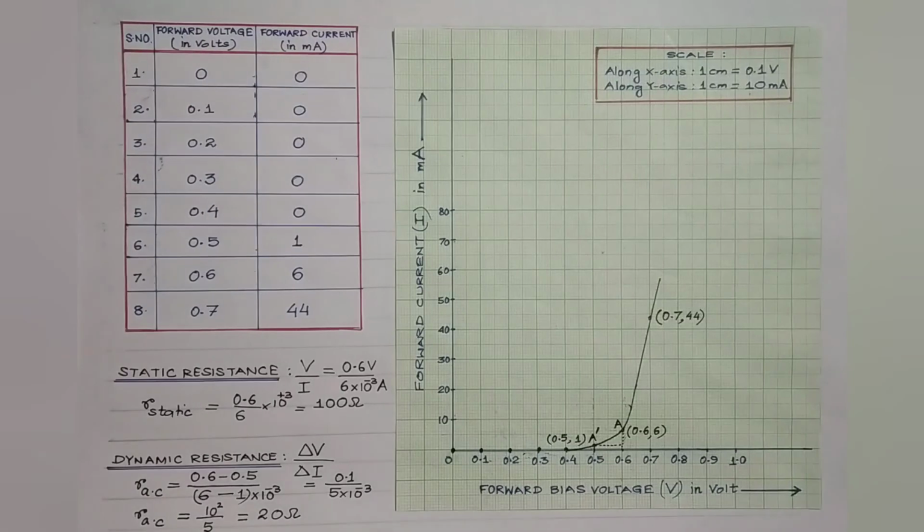In practice, a germanium diode is preferred to a silicon diode. It is because in case of a germanium diode, the knee voltage is about 0.3 volt, while that of a silicon junction diode, it is about 0.7 volt. So that's the reason we prefer the germanium junction diode.